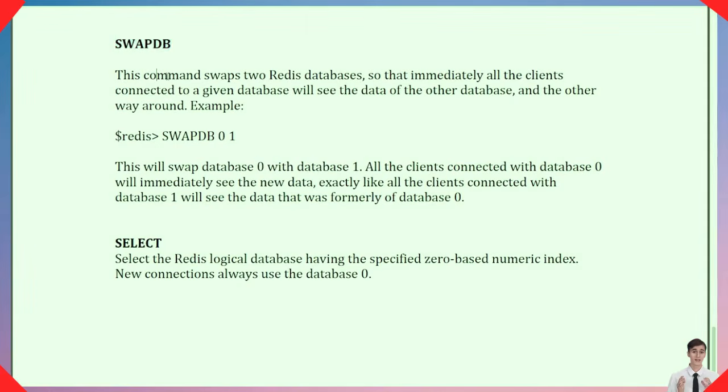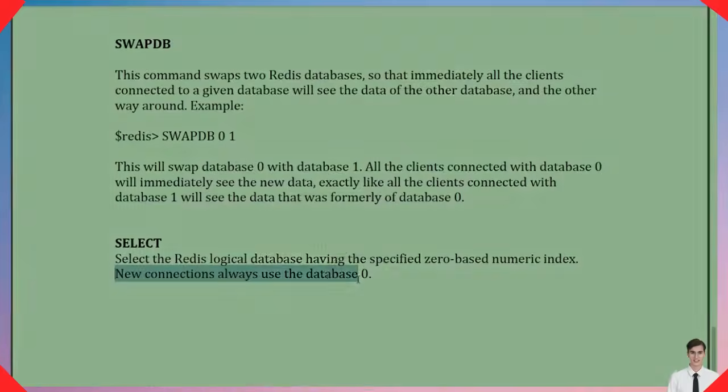Swapdb. This command swaps two Redis databases so that immediately all the clients connected to a given database will see the data of the other database and the other way around. Example, right. This will swap database 0 with database 1. Select. Select the Redis logical database having the specified zero-based numeric index. New connections always use database 0.